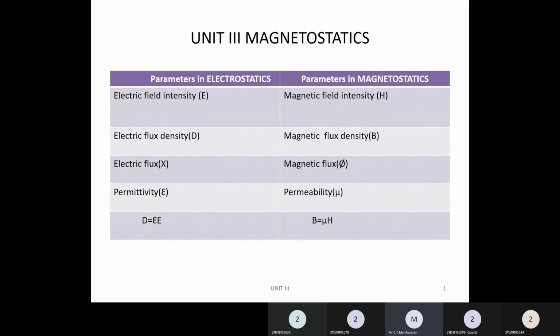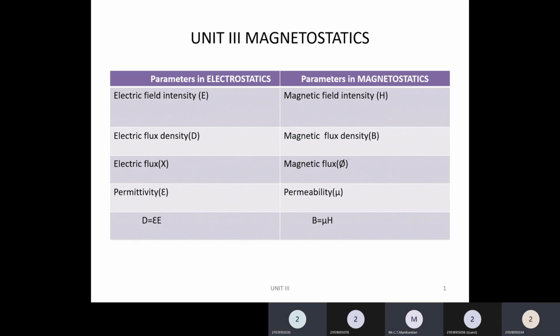So good morning to all. You'll be seeing about magnetostatics. In the last one we have seen about electrostatic fields. Today you'll be seeing about the concept of magnetostatics, and the magnetic field concept here.